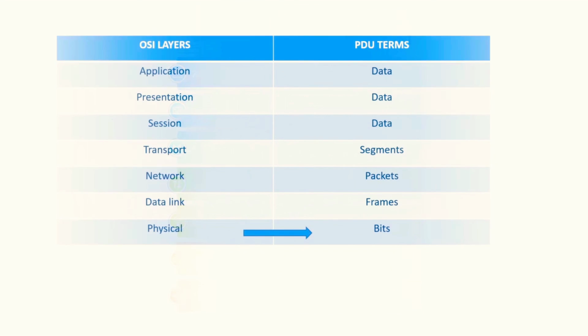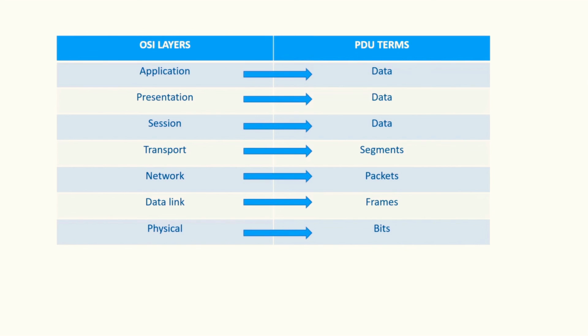Now let us see the PDU of the OSI model, which is the protocol data unit, which tells in each layer in which format the data is transferred. So here we can see that in the physical layer the data is transferred in bits, and in the data link layer it is transferred in frames. Then when the message goes to the network layer, it is converted from frames to packets. Then in the transport layer it is converted into segments, and above the transport layer, which is the session, presentation and application layers, the message is converted into data packets.